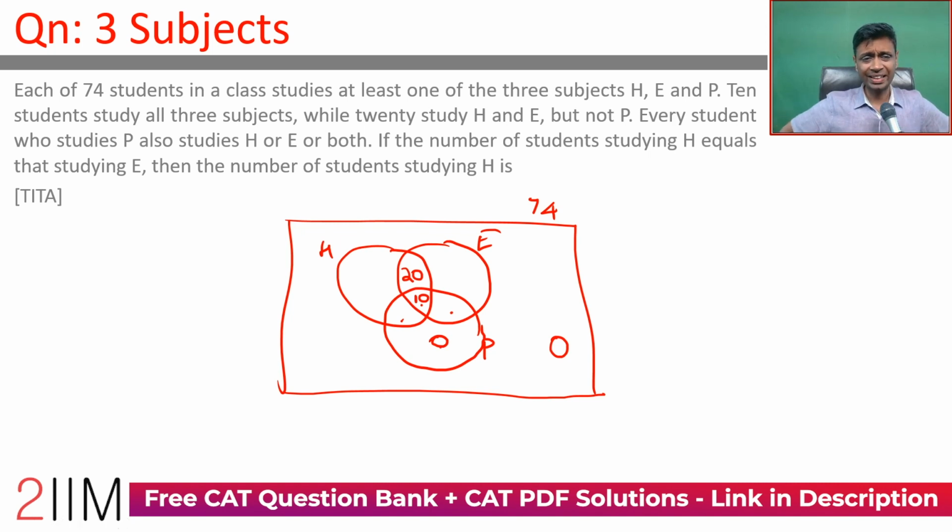The number of students studying H equals that studying E, then the number of students studying H is wonderful. So think about this. If you have A here and B here, C here and D here, A plus B is equal to C plus D. You can add everything up and we can have an A plus B plus C plus D number. So that is a possibility. A plus B is equal to C plus D. Now think about this. A plus B plus C plus D.